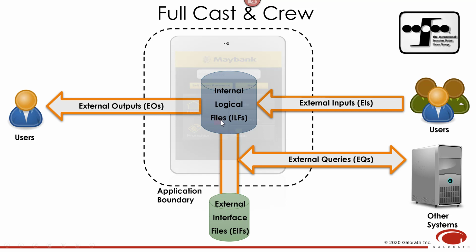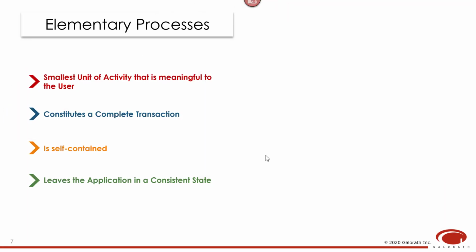Notice that we look at data at rest, including internal data and external data. And we also look at data in motion, which is basically your external inputs, external outputs, and external queries. In function points, all of these components are actually called elementary processes. An elementary process is the smallest unit of activity that is meaningful to the user. This means that an elementary process is recognizable by the user and satisfies a user requirement.